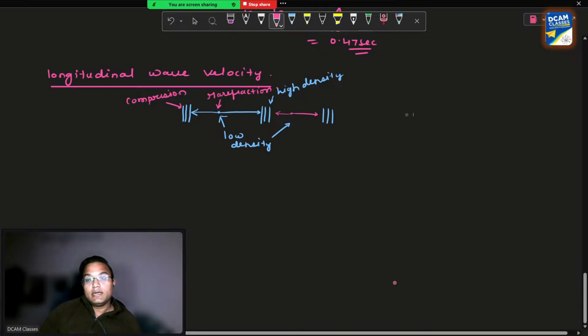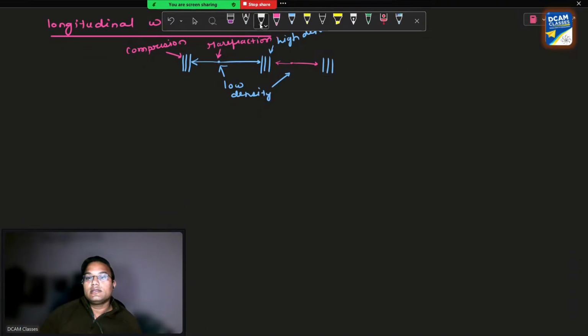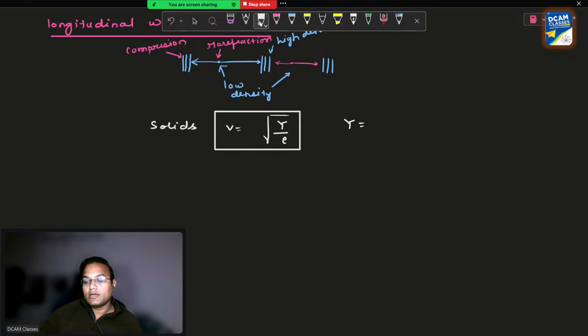But formula wise, when they'll ask you in JEE Main or in your class 11 board examination, a few formulas will be helpful for you. The velocity of longitudinal wave in solids is given by v is equal to root over Y by rho. You know this Young's modulus and all. This Y is the Young's modulus.